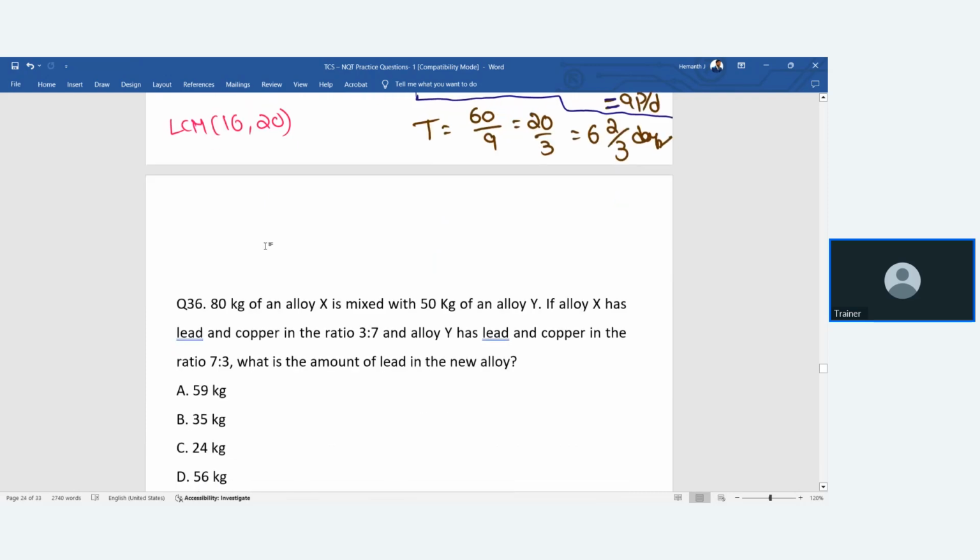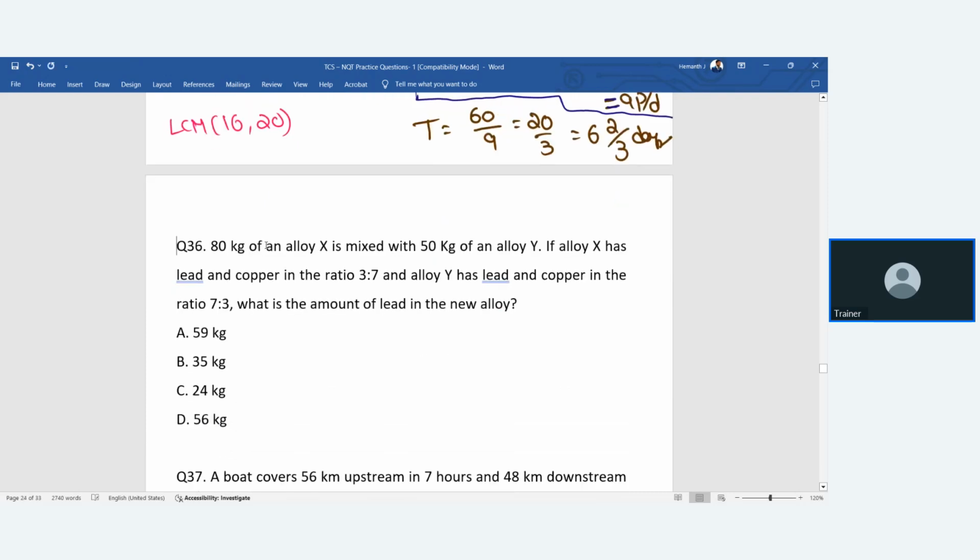Right, so now mixtures and alligation concept. 80 kgs of an alloy X is mixed with 50 kg of an alloy Y. If alloy X has lead and copper in the ratio 3:7 and alloy Y has lead and copper in the ratio 7:3, what is the amount of lead in the new alloy? See, X is 80 kgs.